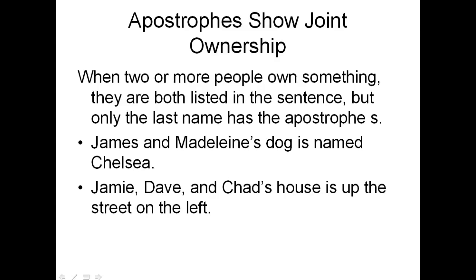Let's take a look at some examples. James and Madeline's dog is named Chelsea. So because Madeline is the second name that happens in the sentence, that's where the apostrophe S goes, to show the ownership of the dog to James and Madeline. Next example, Jamie, Dave, and Chad's house is up the street on the left. So Jamie, Dave, and Chad all own this house. The apostrophe S goes after the last person's name, after Chad, to show ownership of the house.